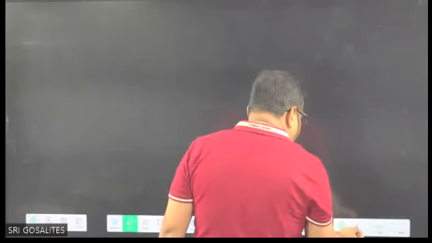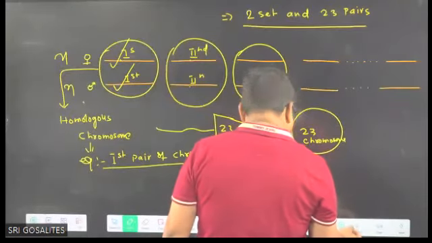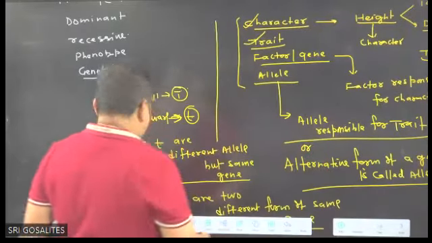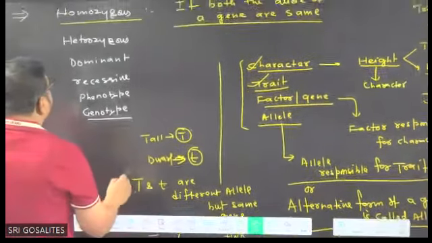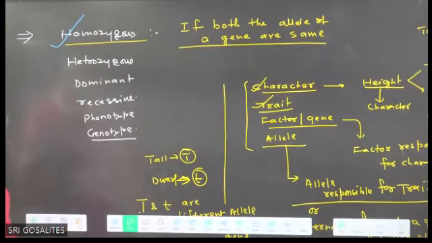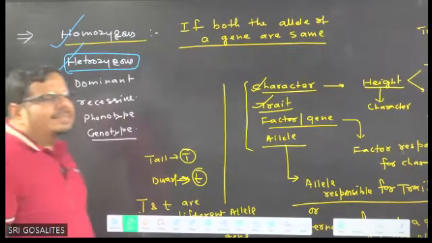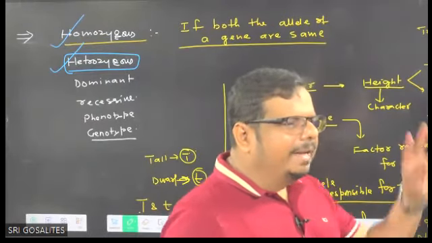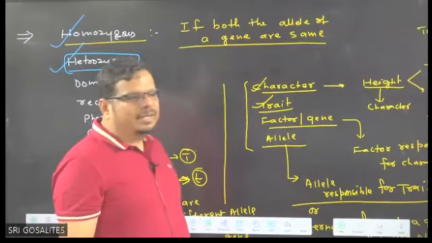Homozygous, heterozygous done. I am coming to how many terminologies we have planned. So homozygous, over. Heterozygous, over. If I write a simple definition: when a gene has both the same alleles in a pair of factors, if both the alleles of a gene are the same, it is homozygous.